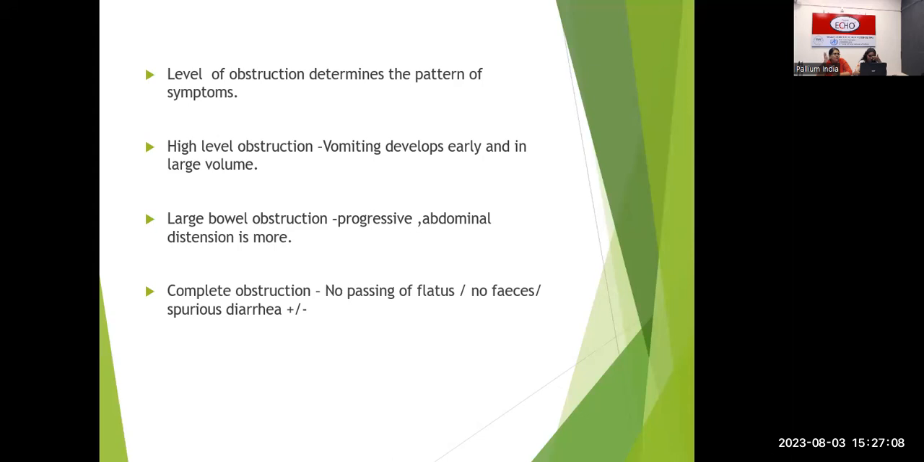Understood. Only if there is perforation, you can see the air shadow, or the air under the diaphragm. When the intestinal obstruction is severe, and then if it gets ruptured, you can definitely see air under the diaphragm. Okay.